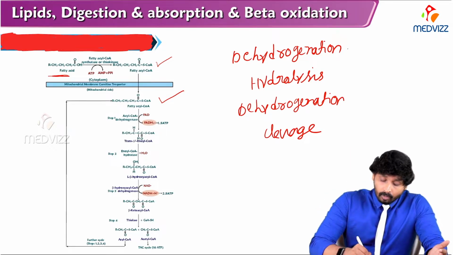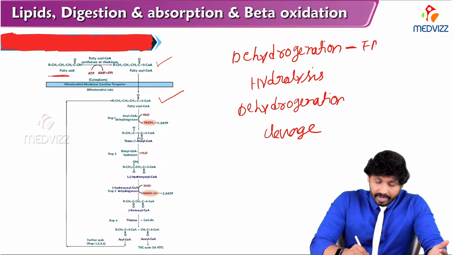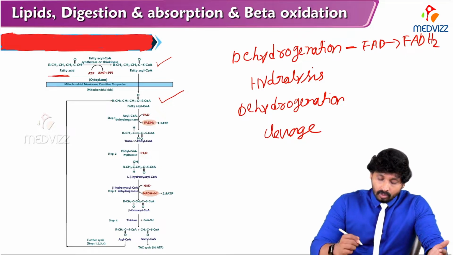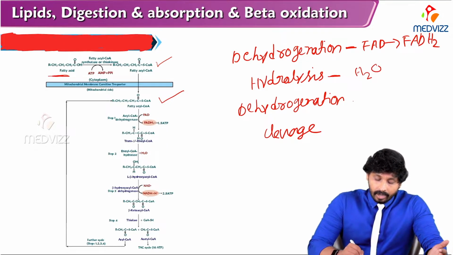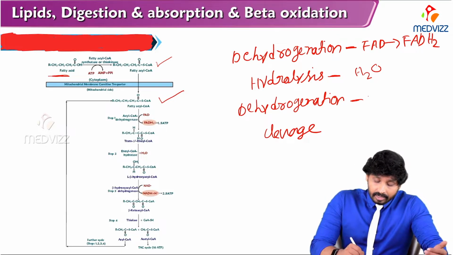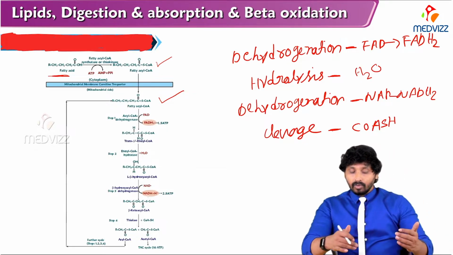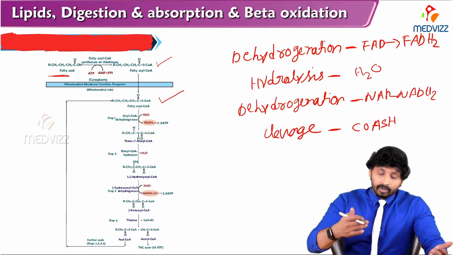In dehydrogenation, what is the reducing equivalent involved in the first dehydrogenation step? That is FAD involved, and it is converted to FADH2. Remember, note this point. And hydrolysis, you are adding a water molecule. And dehydrogenation, you are using one more reducing equivalent, that is NAD, converting into NADH2. So in cleavage, you are adding coenzyme A. So these are the 4 substances required for beta oxidation proper.